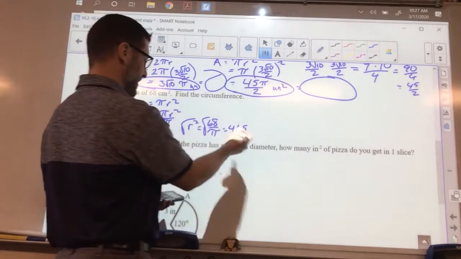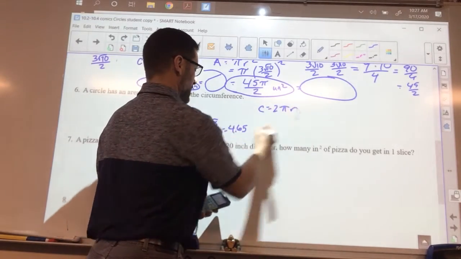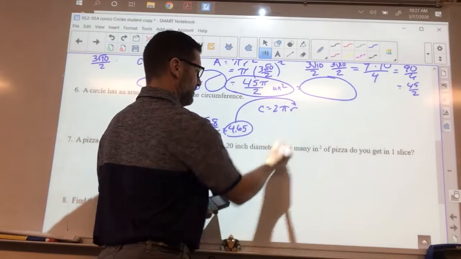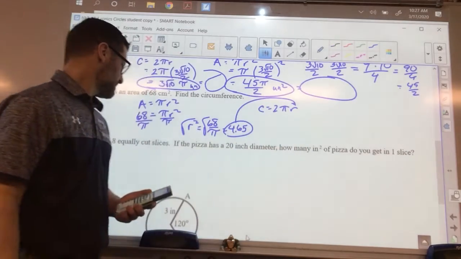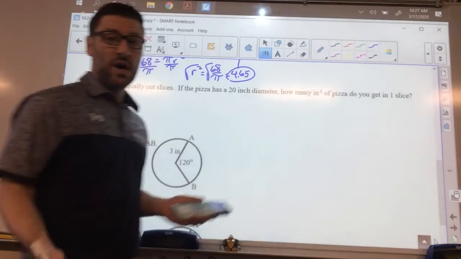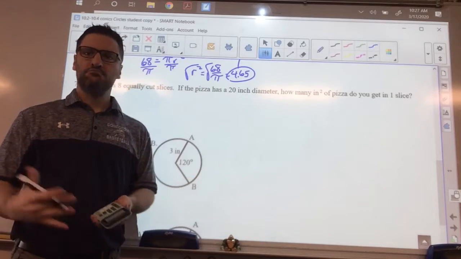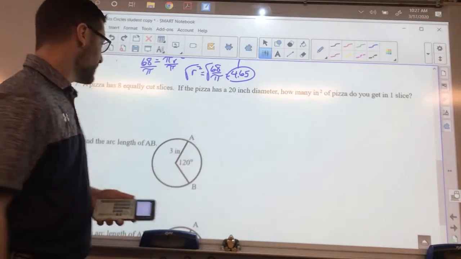Now that I've found the radius, I can go in and find the circumference. You take that, plug it in, and find out your answer for circumference. Number 7, you should be hitting pause as I leave little things for you to do. Hit pause, do it, unpause it, go to the next question.